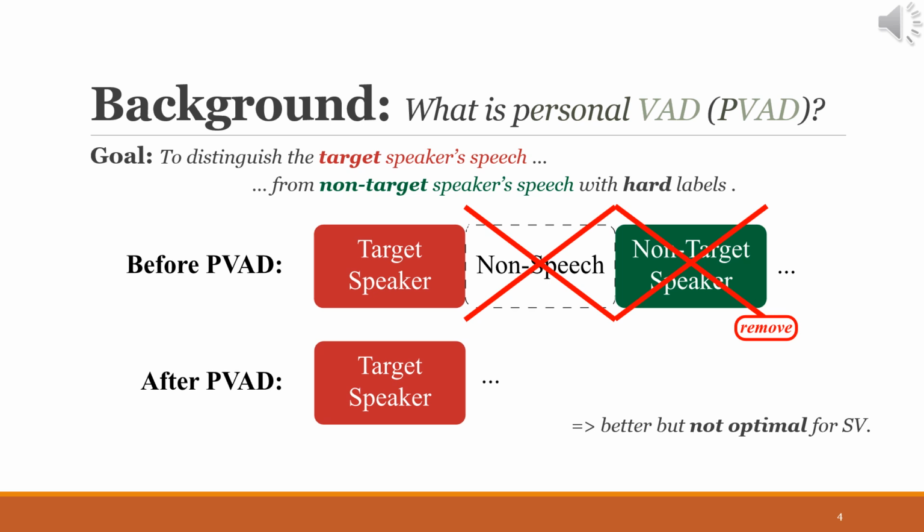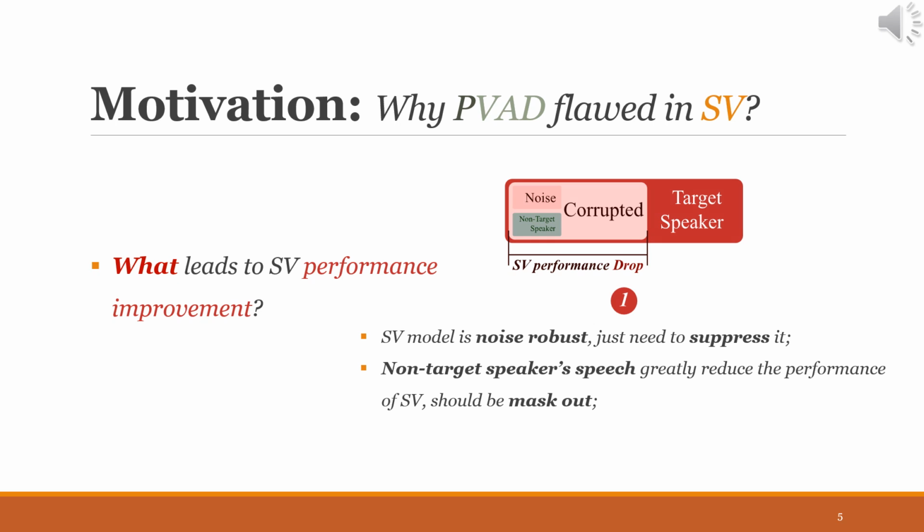Look at the green block. The non-target speaker's part is also found out and removed. So this method is better for speaker verification, but it is still not optimal. Now someone may ask why this method is still not good for speaker verification. What exactly leads to the performance improvement?